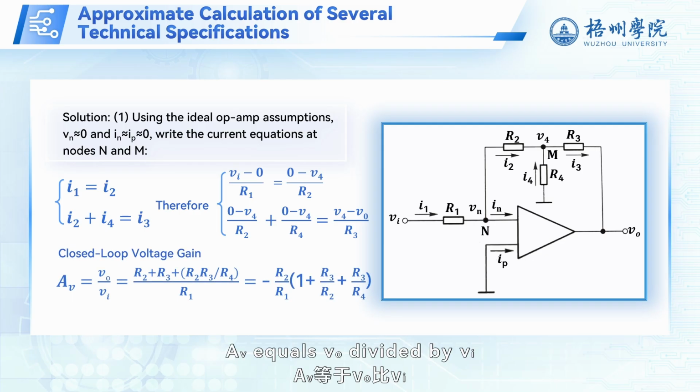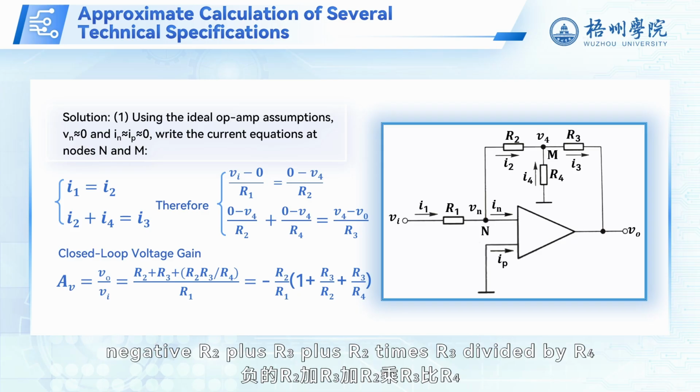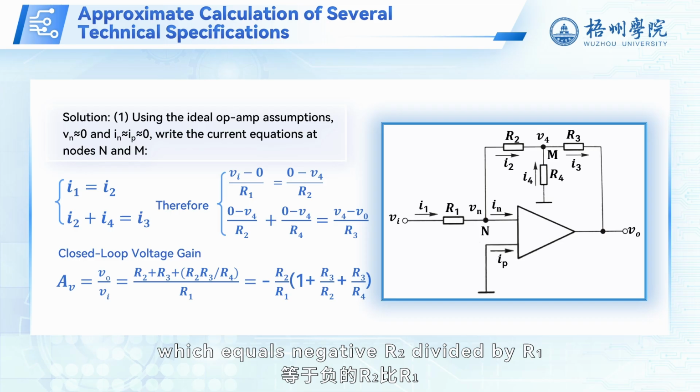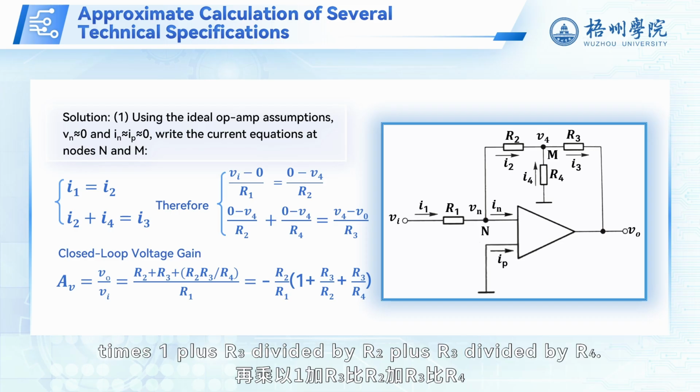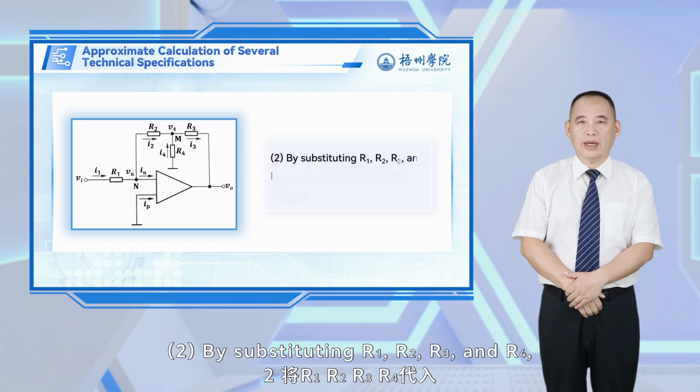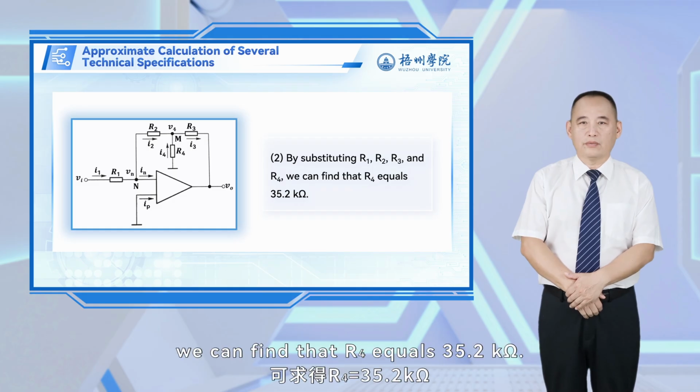The closed-loop voltage gain is AV equals Vo divided by Vi equals negative (R2 plus R3 plus R2 times R3 divided by R4) divided by R1, which equals negative R2 divided by R1 times (1 plus R3 divided by R2 plus R3 divided by R4). 2. By substituting R1, R2, R3, and R4, we can find that R4 equals 35.2 kiloohms.